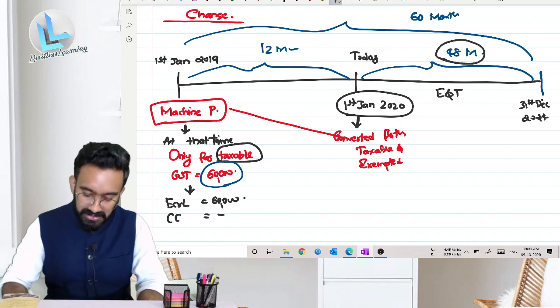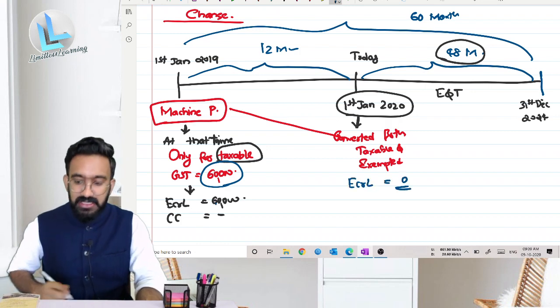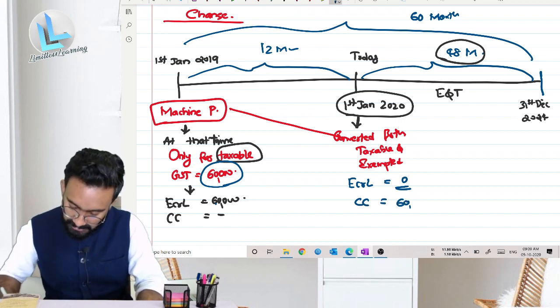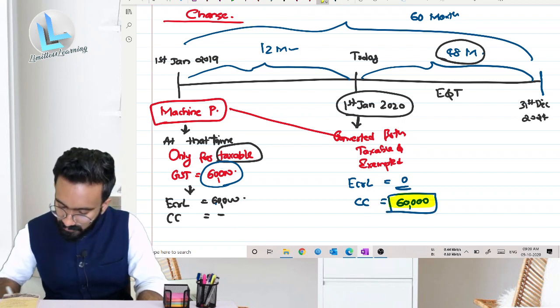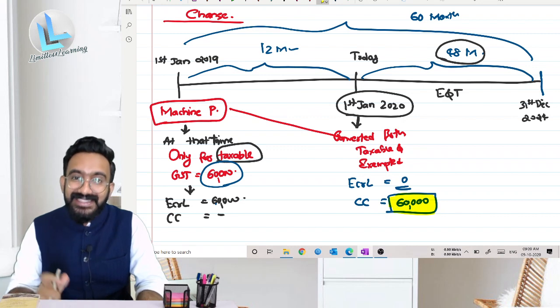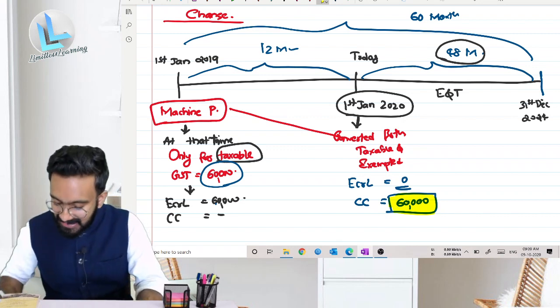So what will I do now? Will I give any credit to the electronic credit ledger now? Nothing, because it's been fully credited. But how much will I treat as part of common credit? Full 60,000. This is the amendment. Earlier, we used to reduce 5% for every quarter and make that a part of common credit.